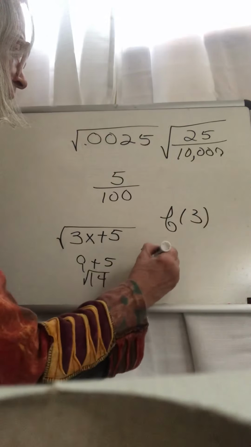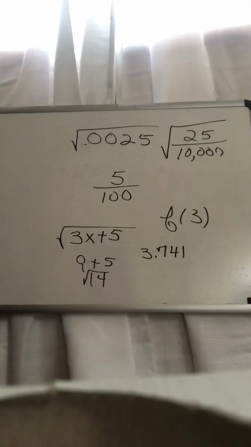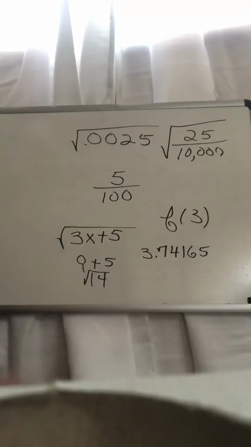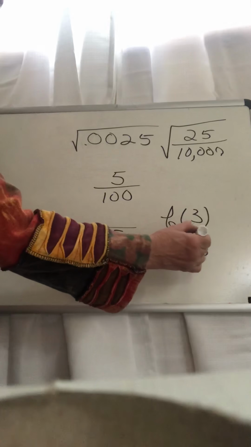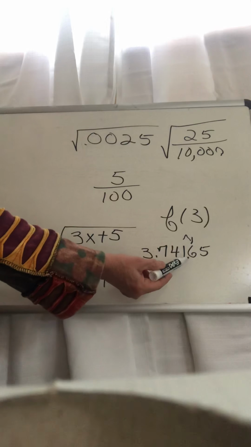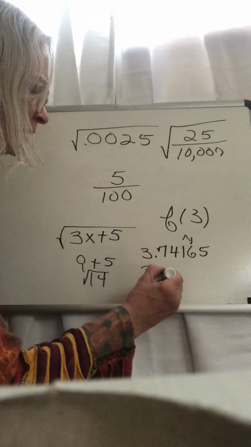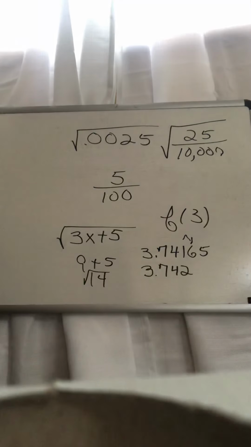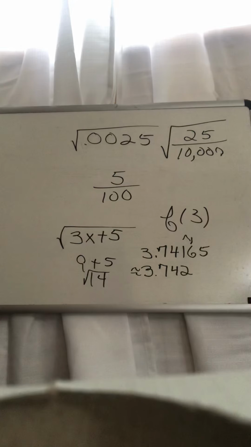Which is 3.7416, and it goes on and on. So 3 decimal places, 1, 2, 3. So we look at the 6 to tell us whether we're rounding up or down. And this is telling us to round up. So it would be 3.742 for your final answer. And you can put that little approximately sign.